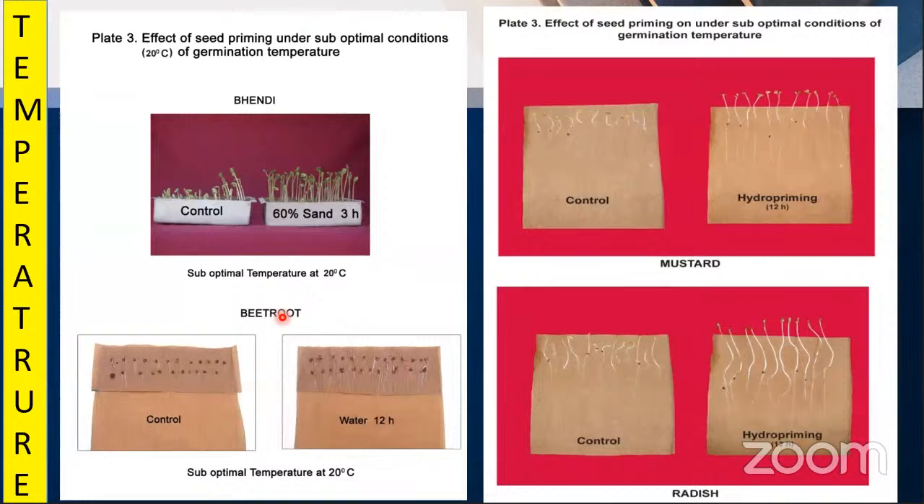Here also the beetroot. This is bendy. This is beetroot. You can see this is control, and this is hydropriming. You can see the length of the radicals. Then here it is mustard, control, and then hydropriming. And here it is radish. You can see the vast difference between the control and hydropriming. So this is the initial seedling vigor. Just imagine yourself. Initially from 4 or 5 days, you can see such vigor, so what will be the effect on the rest of the crop period.